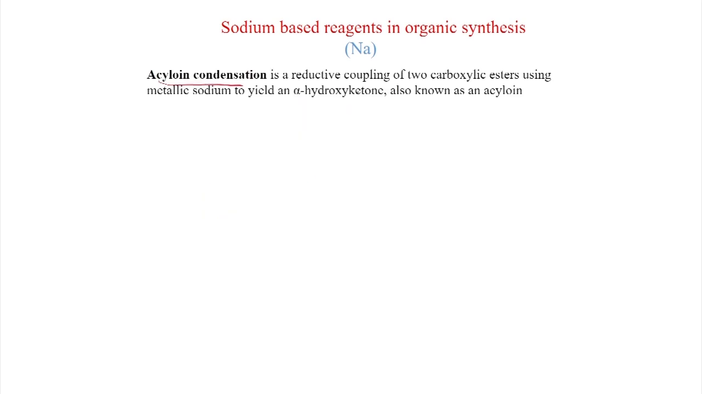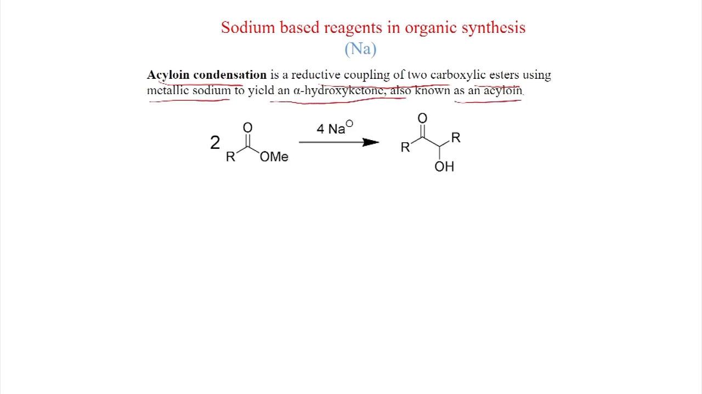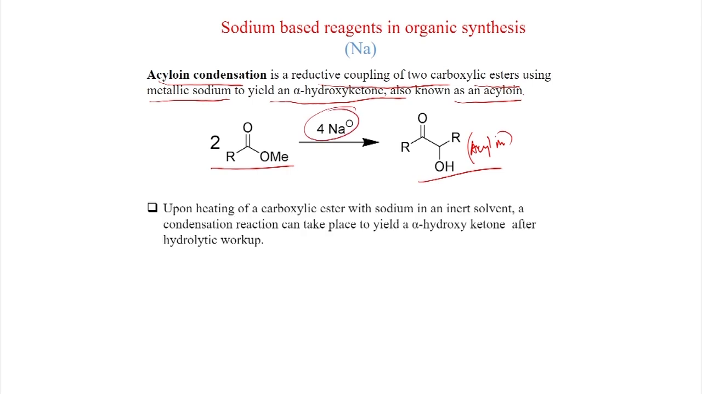Acyloin condensation is a reductive coupling of two carboxylic esters using metallic sodium to yield an alpha hydroxy ketone, also known as acyloin. So, this is the acyloin, alpha hydroxy ketone, and 2 equivalents of ester with 4 equivalents of sodium generate the acyloin, the alpha hydroxy carbonyl compound. Upon heating of a carboxylic ester with sodium in an inert solvent, a condensation reaction can take place to yield alpha hydroxy ketone after hydrolytic workup. So, an ester is converted to an acyloin; of course, 2 equivalents are required because 2 R groups are coming here.